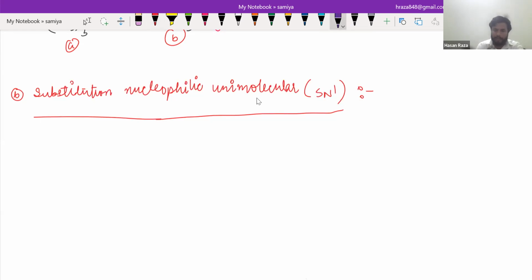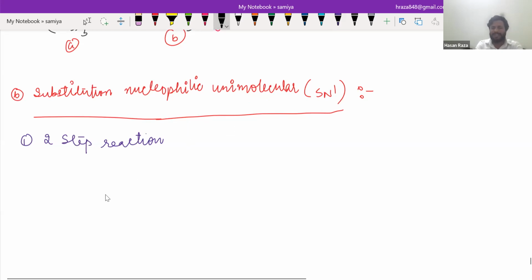Basically, in SN2, we have seen that it is a one-step reaction. This reaction is a two-step reaction. The first difference is that SN2 is a single-step reaction, and this is a double-step reaction.